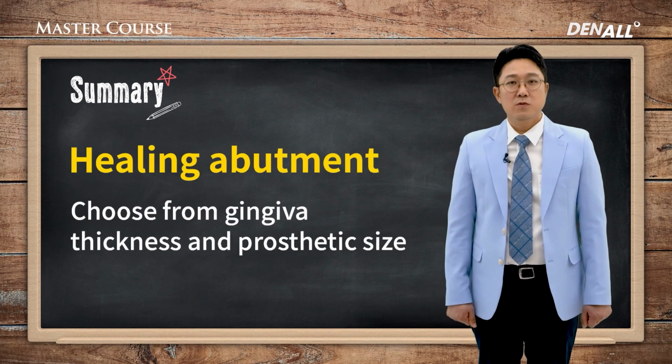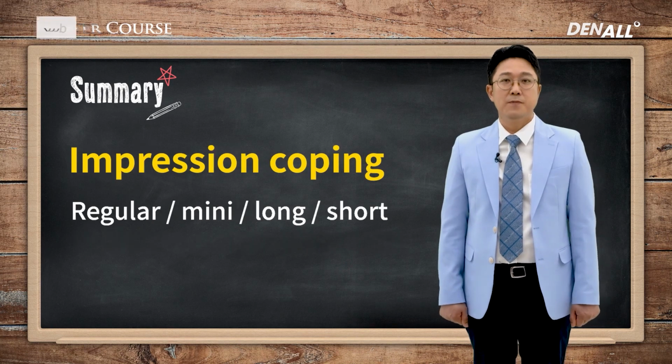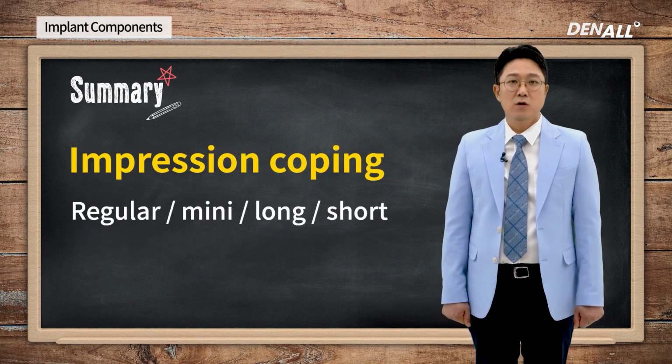Please remember this. Healing abutment, which creates transmucosal hole, you need to choose accordingly with the gingival thickness and the size of the prosthesis to be fabricated. Impression coping, which is essential in prosthesis fabrication, can be divided into regular, mini, long, and short.